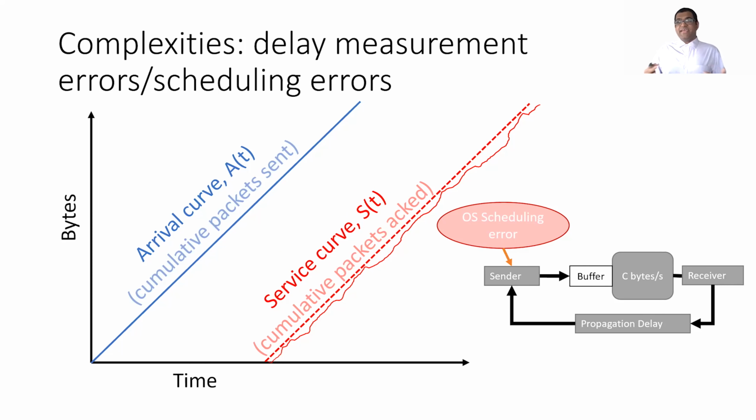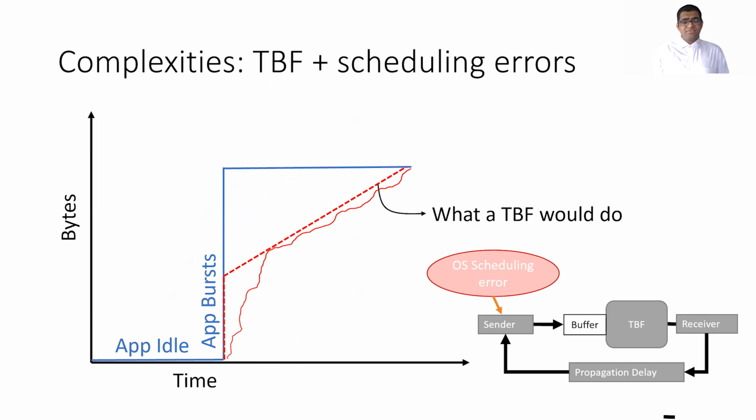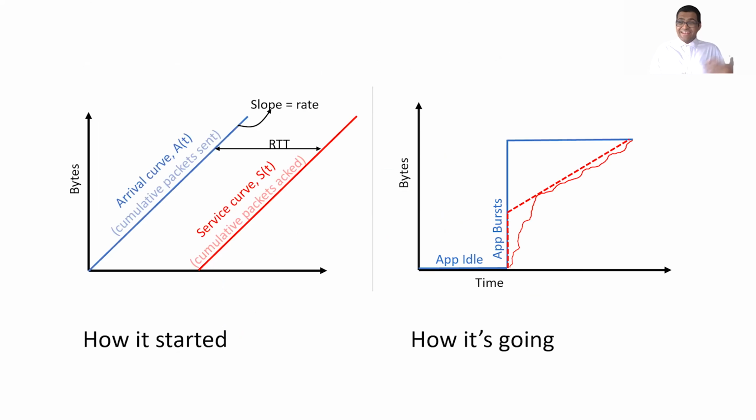We can also just have regular errors, such as operating system scheduling errors, that make the service curve look a little bit jittery and random. These effects can combine too. We can have token bucket filters and OS scheduling errors. So on the left, we have the picture that shows what theoretical treatments assume the internet looks like. And on the right is what it can actually look like.